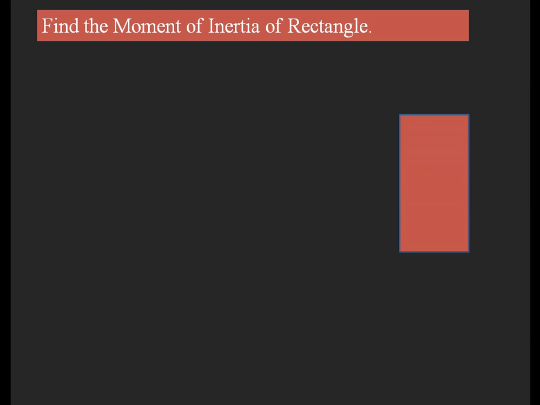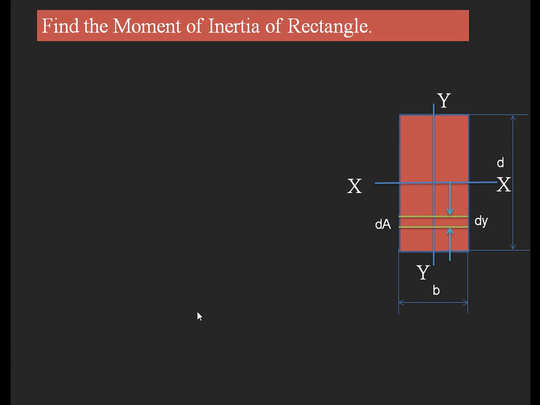For that, I want to assume a rectangle shape, that is, a rectangular sectional plane, with respect to the x and y axes. I want to assume the width as b and the depth as d for this rectangular section. Next, I want to consider a small elemental area of height dy and area dA, at a distance of y from the x axis.